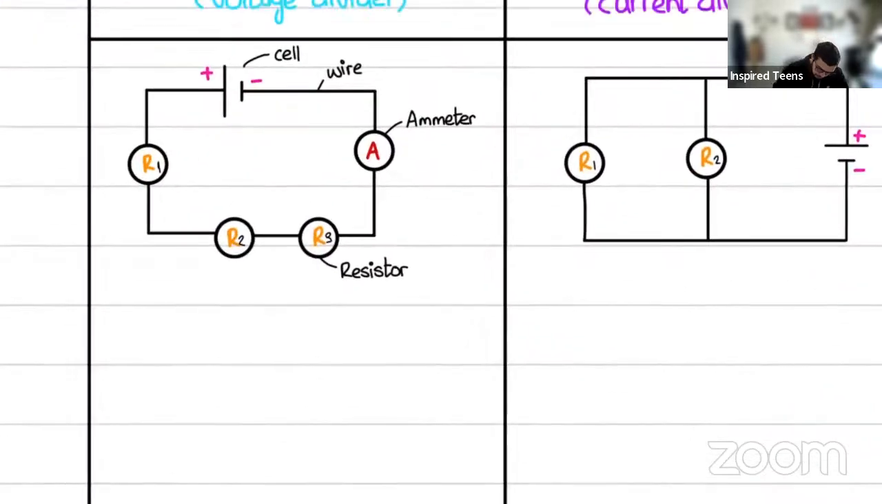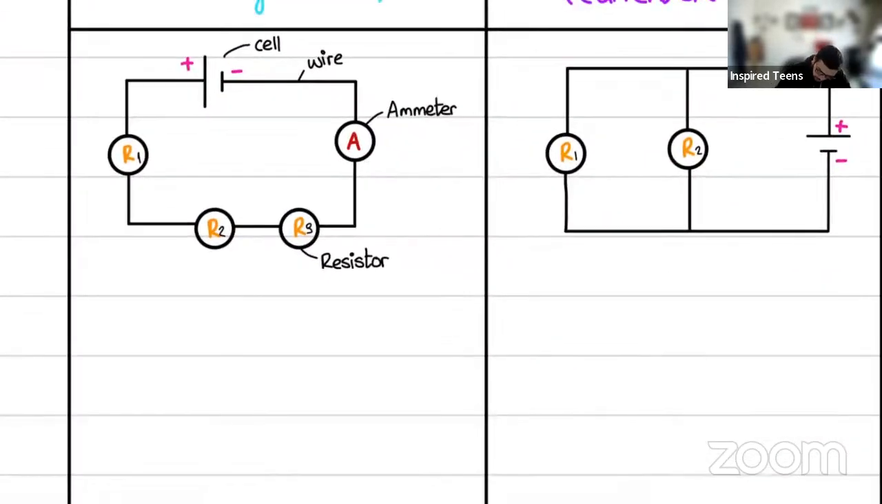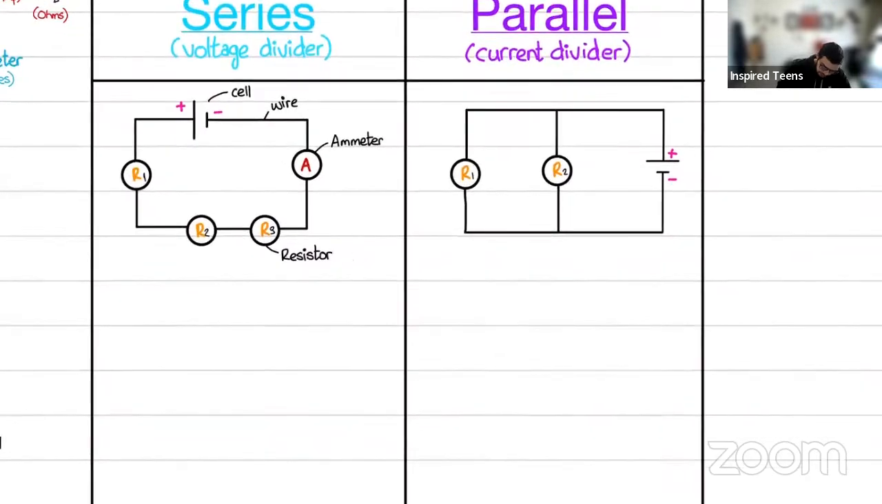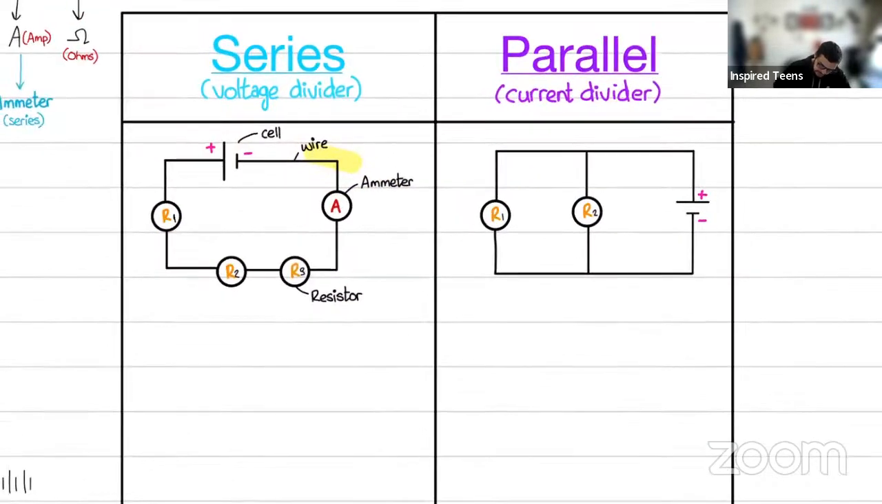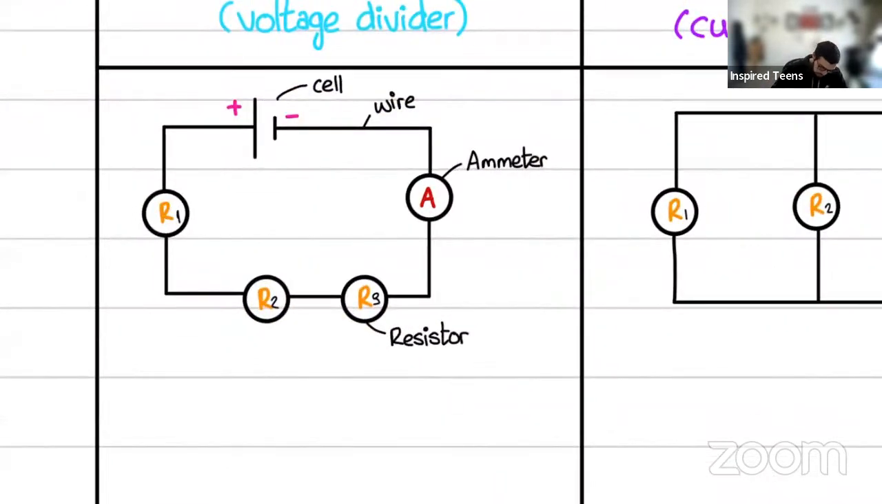Now, first thing we can note is the difference in the connection between a series circuit and a parallel circuit. So the difference is in the connection of the resistors. Let's go through the components first. Here we have a cell, which supplies the volts. Here we have the conducting wire. This line all across is the conducting wire.